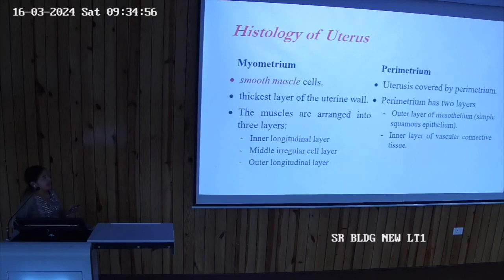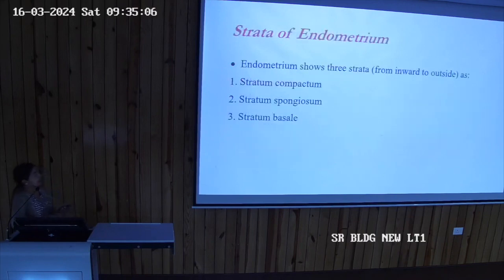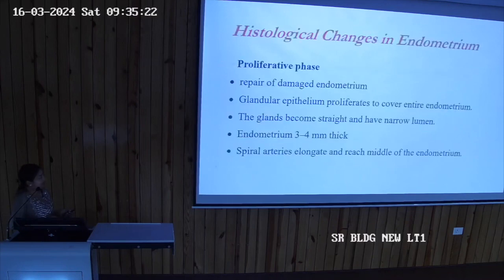Then the myometrium is covered with the smooth muscle layer, and the perimetrium has the mesothelium covering. Mesothelium is the lining of the peritoneum. So endometrium we have to discuss. It has three strata: stratum compactum, stratum spongiosum, and stratum basale. So here we are going inside to outside. Inside you have compactum, then spongiosum, and outermost is the basale.